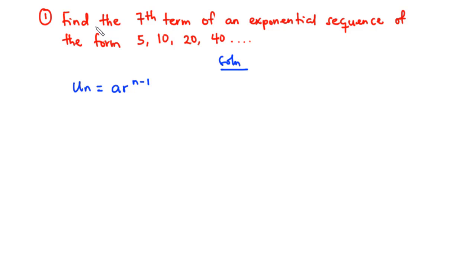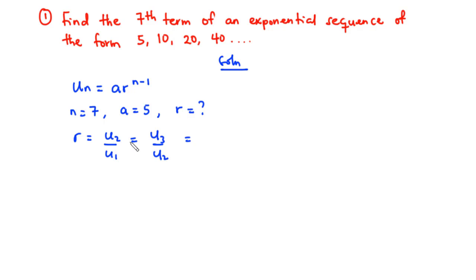Now since we are going to find the seventh term, then we have n to be 7. From the sequence, we have a, which is the first term, to be 5. This is the first term. And then we are going to find the common ratio, since we don't know the common ratio. Now the common ratio is given by either u2 over u1, or better still, u3 over u2. We are going to get the same answer.